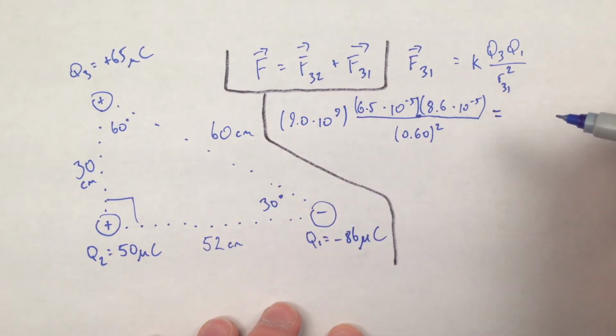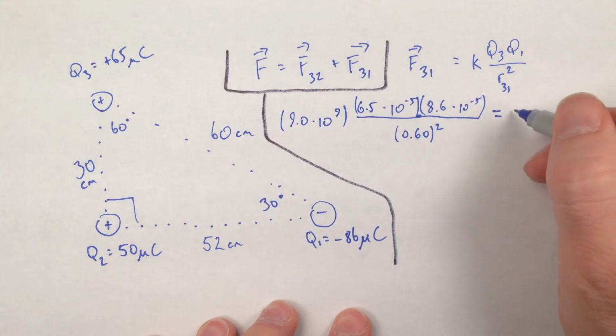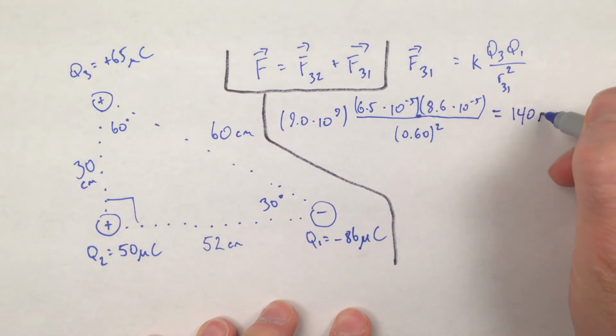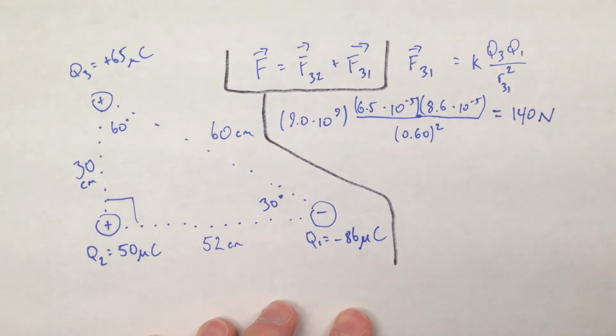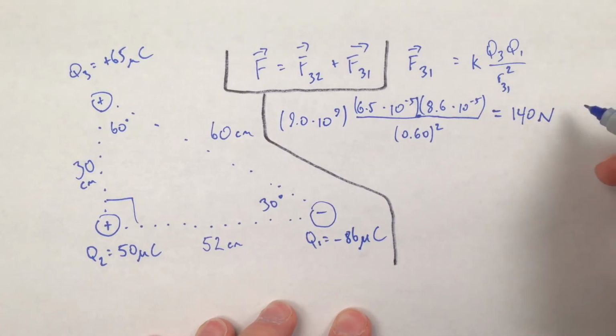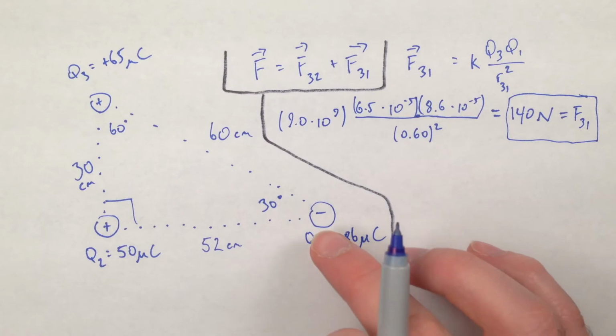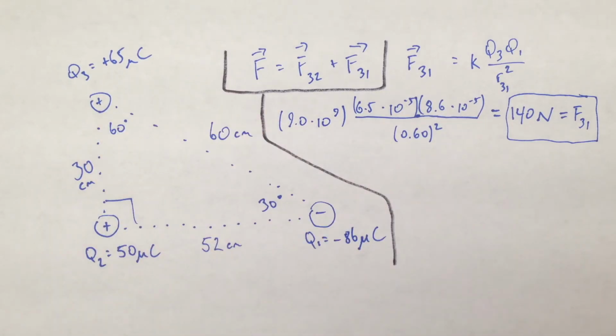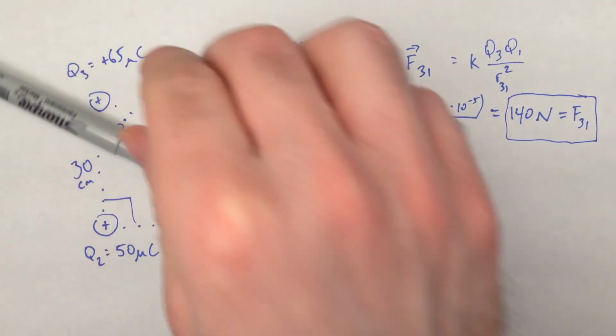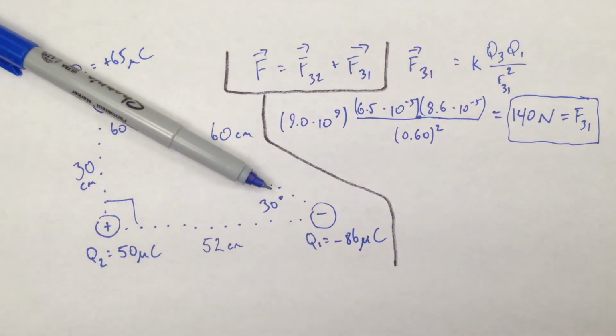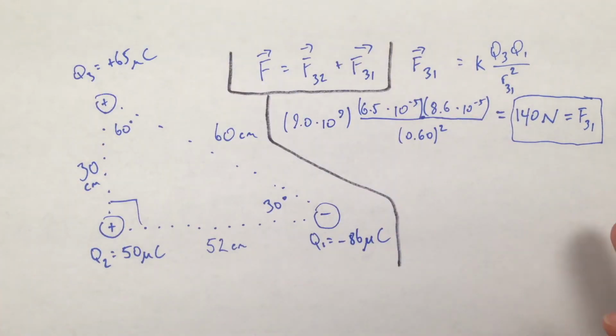And what do we get from this loveliness? We get 140 newtons. Okay, that's in frame. That's the magnitude of it. And that's an attractive force because this is a negative charge and that's a positive charge. So that means there is 140 newtons in that direction on charge 3.